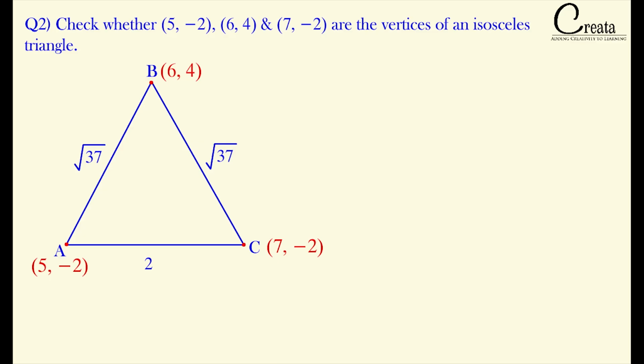Okay, the two sides, that is AB and BC, are equal to each other. That is, this triangle is an isosceles triangle. Okay, got it? So with the help of the distance formula, we have proved this triangle ABC is an isosceles triangle. Got it? That is the answer of this question. So let's move further to the next question.